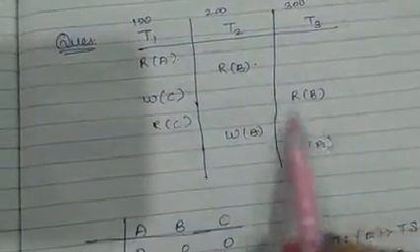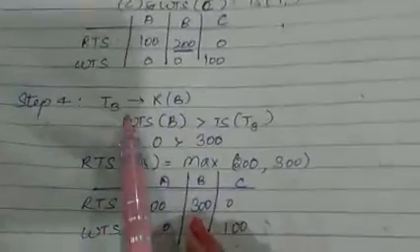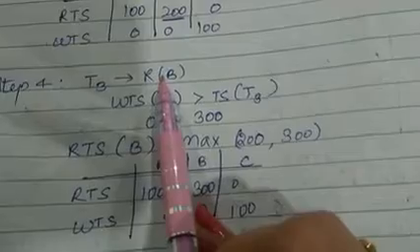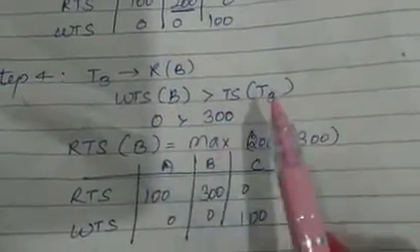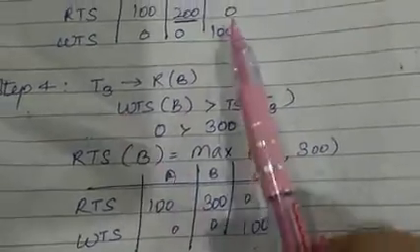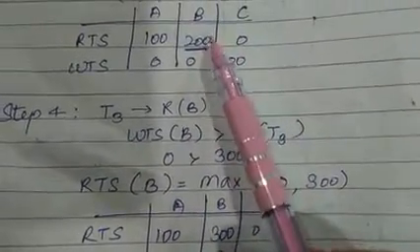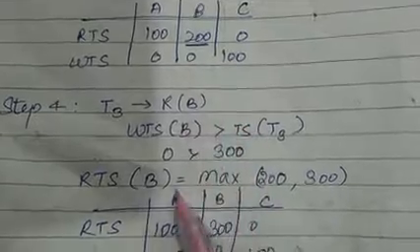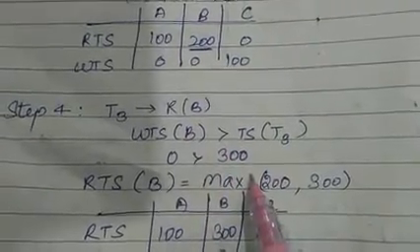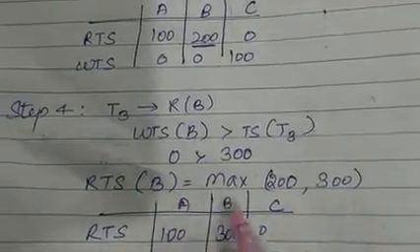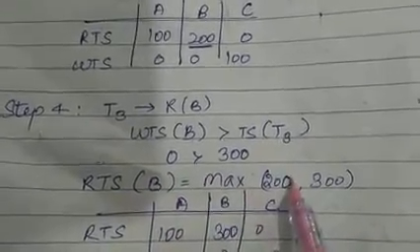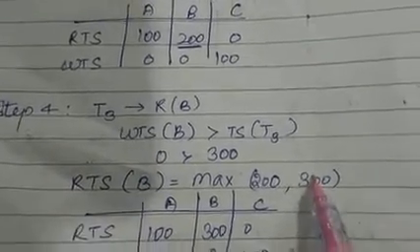We have executed this, this, and this. Now we are executing this RB, which was T3's operation, T3 RB. What this RB is saying: if WTS B is greater than TS T3, what is the value of WTS B? WTS B has a value of 0. Is 0 greater than 300? No, false.